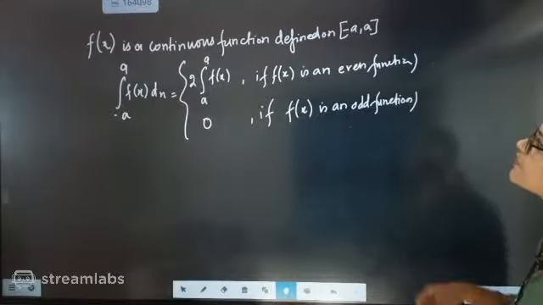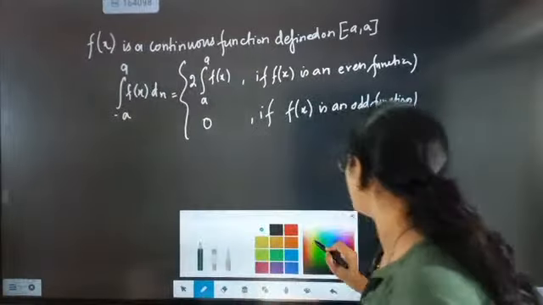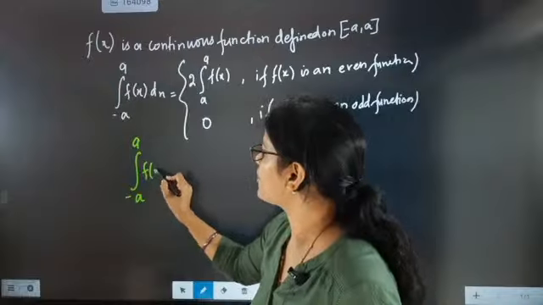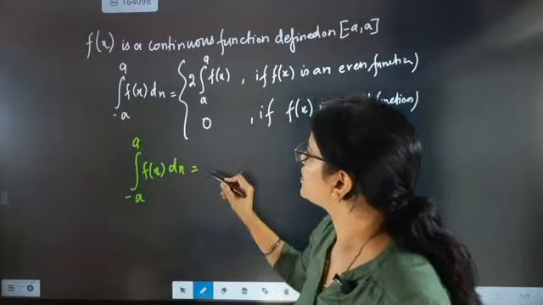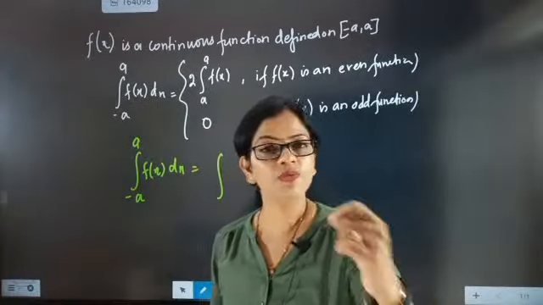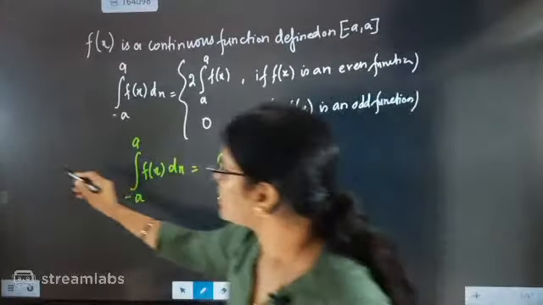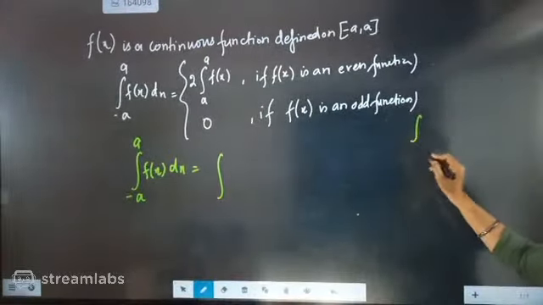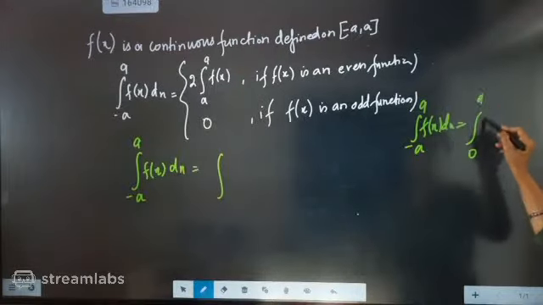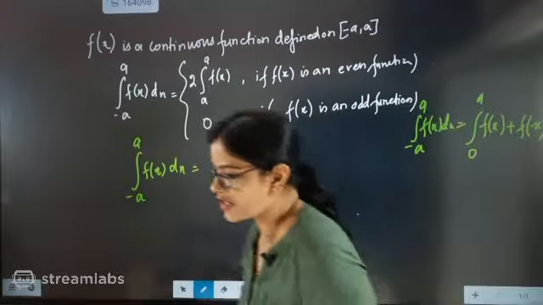Now what we are going to do here is this property. So f of x is a continuous function defined on closed interval minus a to a. If somebody tells us to prove this one, then we have to only do one small work. Minus a to a f of x dx when we are writing, we can use property number 8, which we did a few minutes back. In that property we learned that minus a to a f of x dx becomes 0 to a of f of x plus f of minus x.